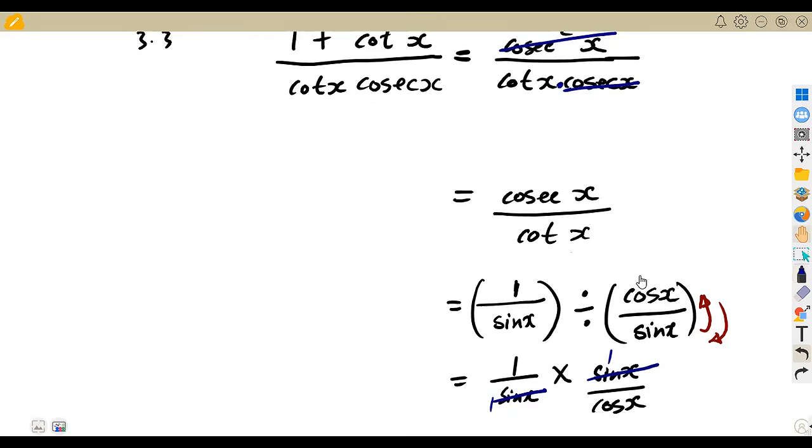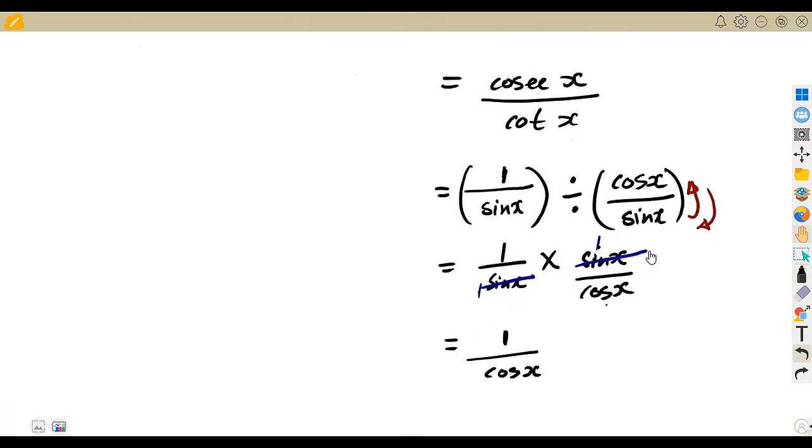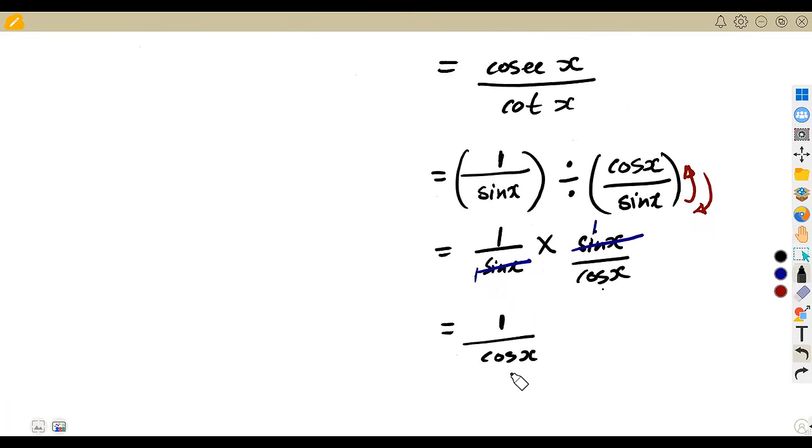So there we can have a product. What is left can be multiplied, the numerator to the numerator, 1 times 1, which is 1, over 1 times cos x, which is the cosine of x. And this is going to give us a sec. Remember, 1 over cos x is equal to sec x. So that is sec x. All right, we are done in this case.